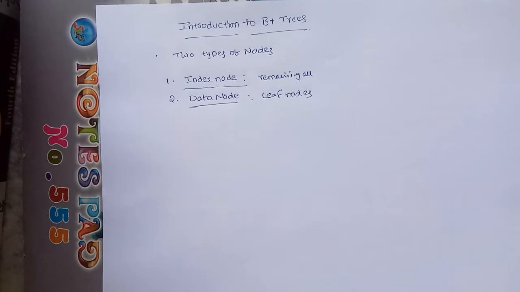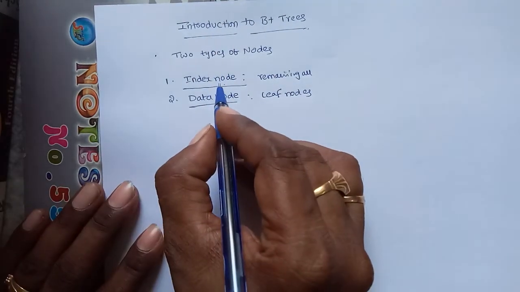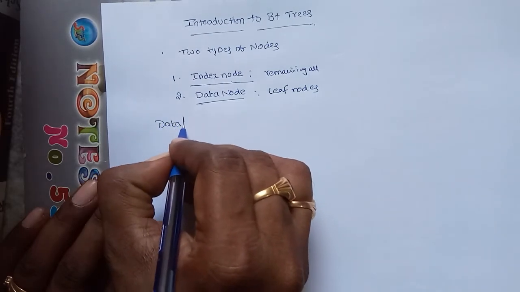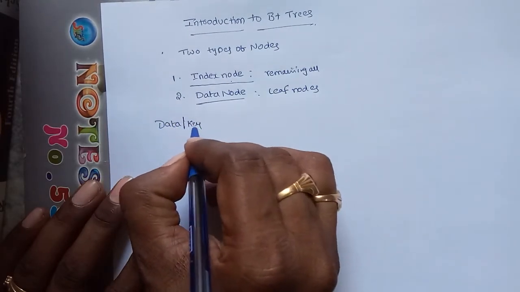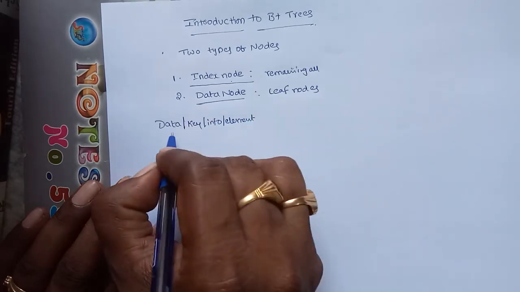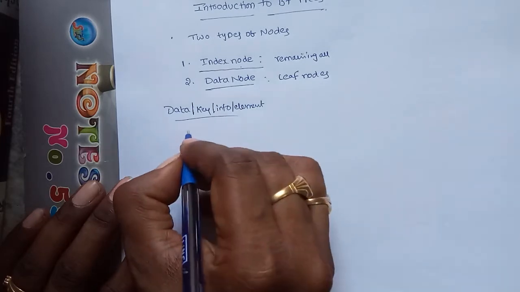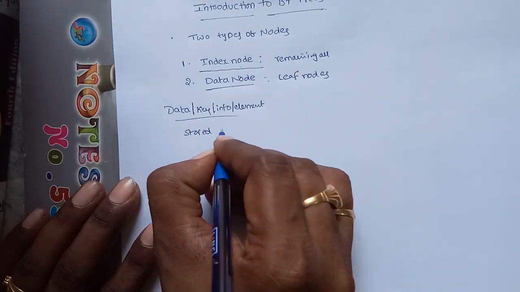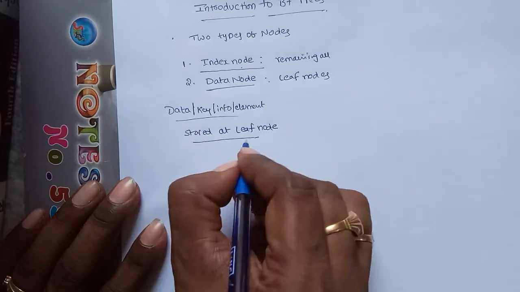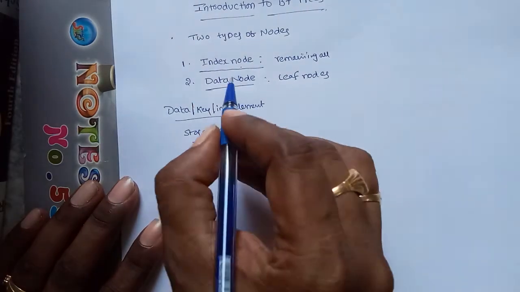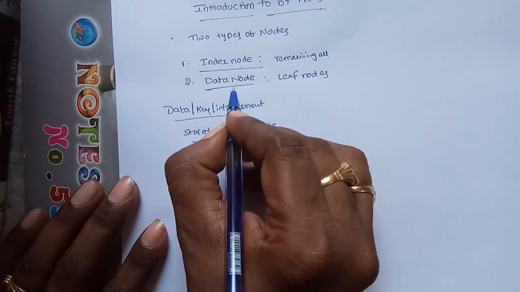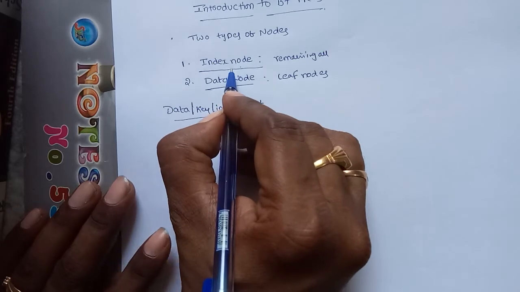What is the difference between index node and data node? Here the data or key or information or element, any term we are using, our information is always stored at leaf node. That is, our elements are stored only in the data node.